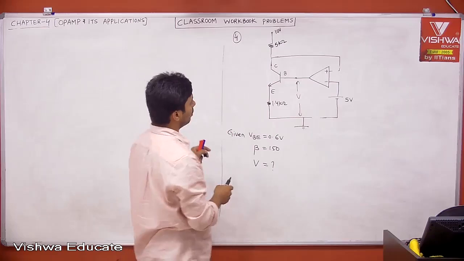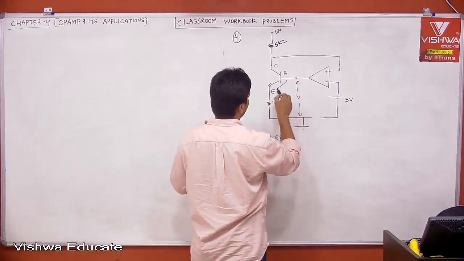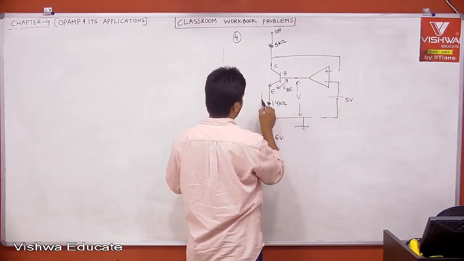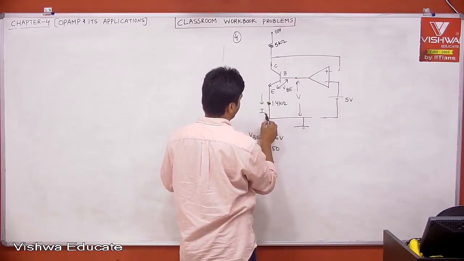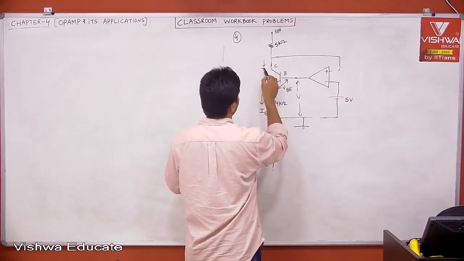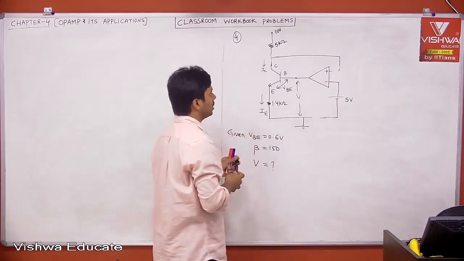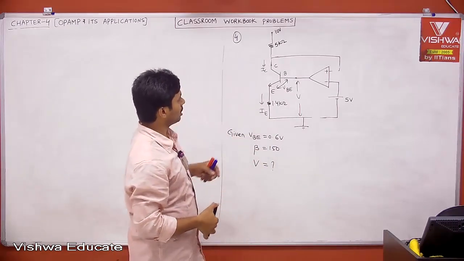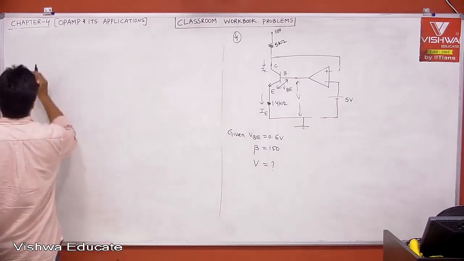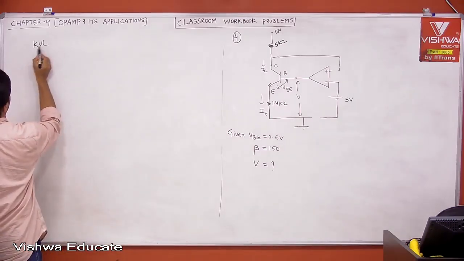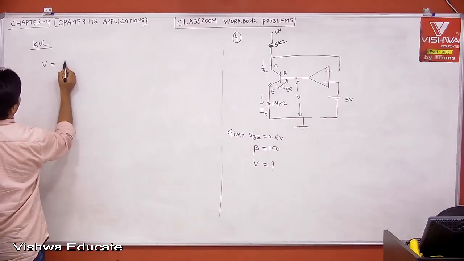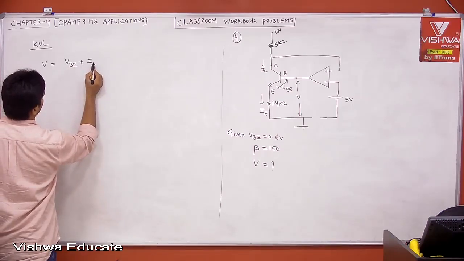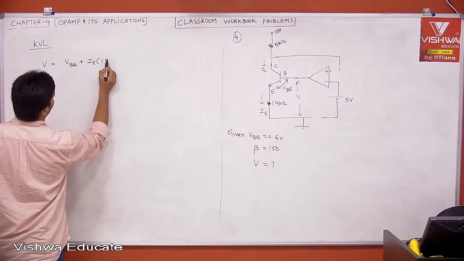Now apply KVL. Then if you apply KVL, V is equal to VBE. This is nothing but VBE plus the current. This is nothing but IE, and this is IC. IC is approximately equal to IE. Why? Beta is 150. Then you can say IE is approximately equal to IC. Then tell me what is your KVL. If you take KVL, then what is V? V is equal to VBE plus IE into 1.4K.